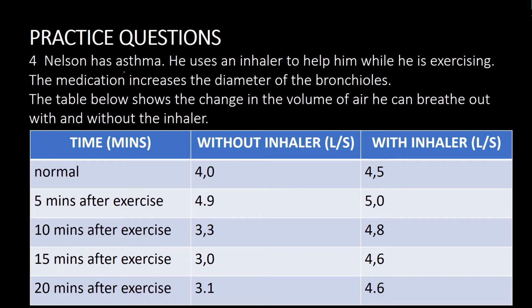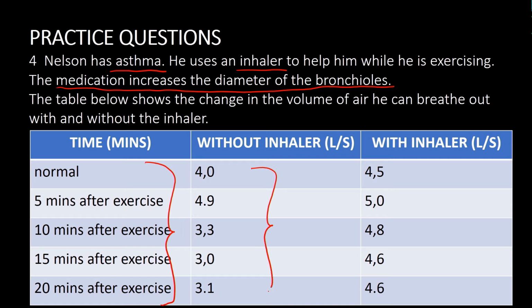Okay, so this is somebody who has asthma, uses an inhaler, and the medication in the inhaler increases the diameter of the bronchioles. Then you are given a table, and the table shows, a certain amount of time after exercise, the volume of air he can breathe in if he doesn't use the inhaler, and if he does use the inhaler.